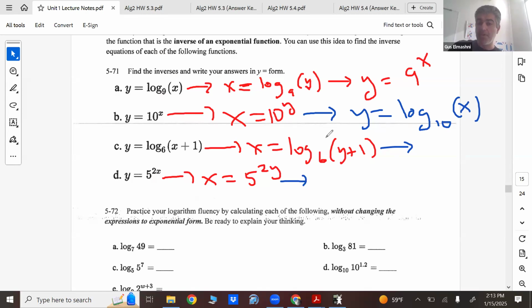Let's look at C. Now that's a log equation, just like part A. To undo the log, you have to use an exponential equation. What's the base of the log for C? 6. So how do I undo it? Six to the x equals y plus 1. And y is 6 to the x minus 1.